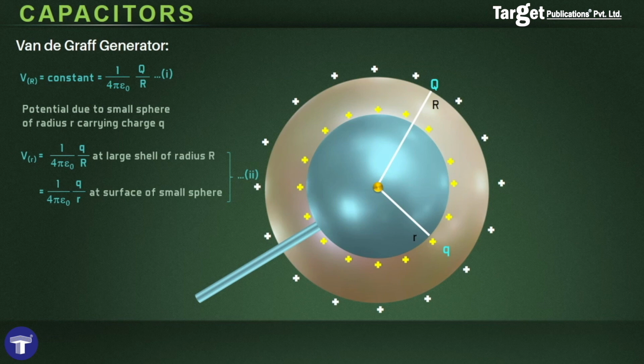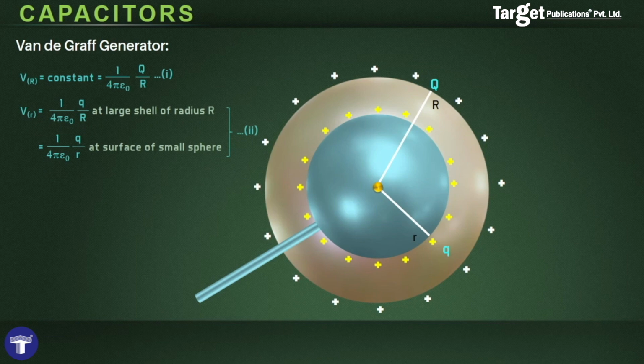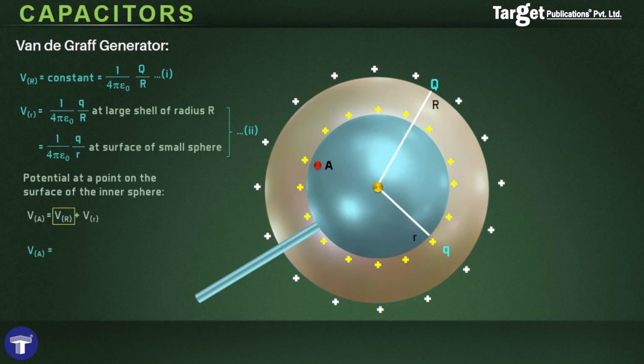Using equations 1 and 2, we can now analyze the potential difference between any point on the smaller sphere and the larger sphere. Let's say we take a point A lying on the surface of the smaller sphere. Using the superposition principle, the potential at point A is the potential due to the larger sphere plus the potential due to the smaller sphere. Since point A lies inside the larger sphere, its potential will be the same as that on the surface and equal to 1 upon 4 pi epsilon naught capital Q by capital R. That is, we have to use equation 1.